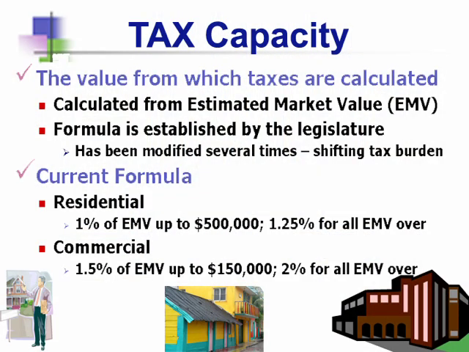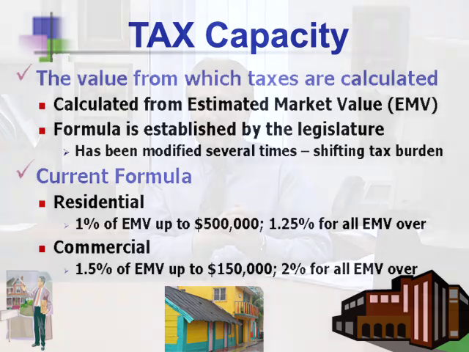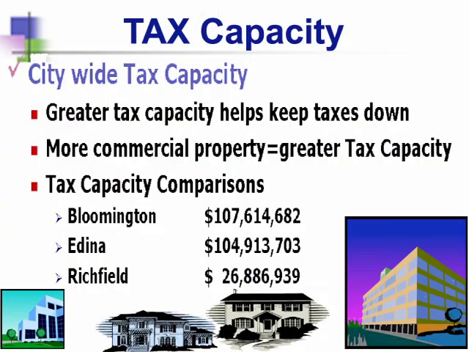It's different for commercial property. For commercial property, the first $150,000 is at 1.5%, and then everything after that is at 2%. So when you think about the overall tax capacity of a community, you can see pretty quickly that the more commercial industrial property you have, because it converts to a much higher tax capacity than residential, really creates a much larger tax base for a community to generate the revenue it needs.